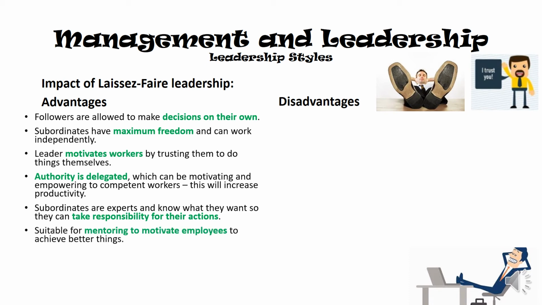This is suitable for mentoring to motivate employees to achieve better things. Okay, again, we want our employees to prove themselves. Now, we give them this responsibility because we want them to prove themselves. It motivates them, they want to become better. They want to show the leader that they can actually do this.